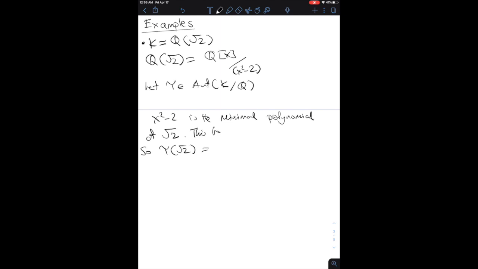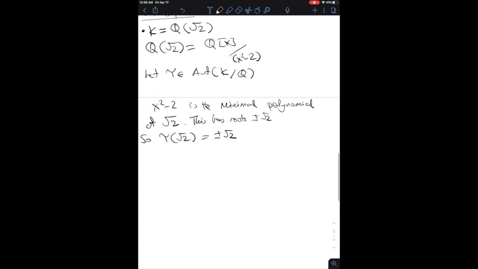So tau of root 2, well, this polynomial has roots plus or minus root 2, so tau of root 2 has to be plus or minus root 2.